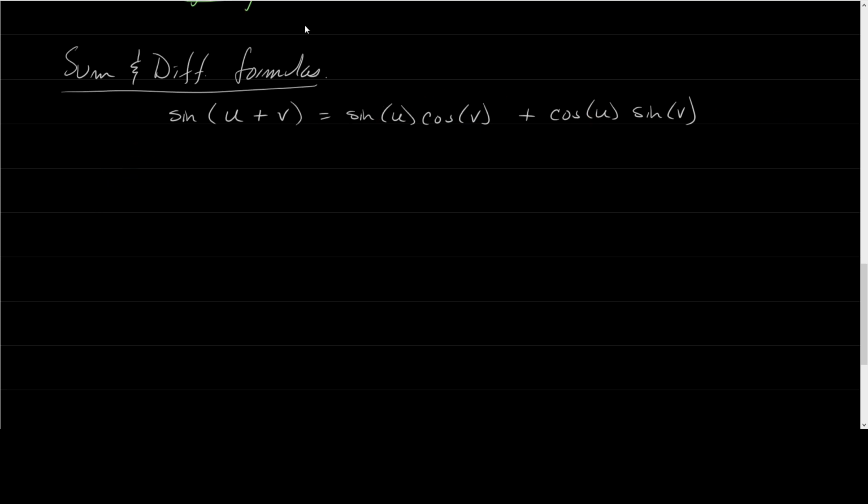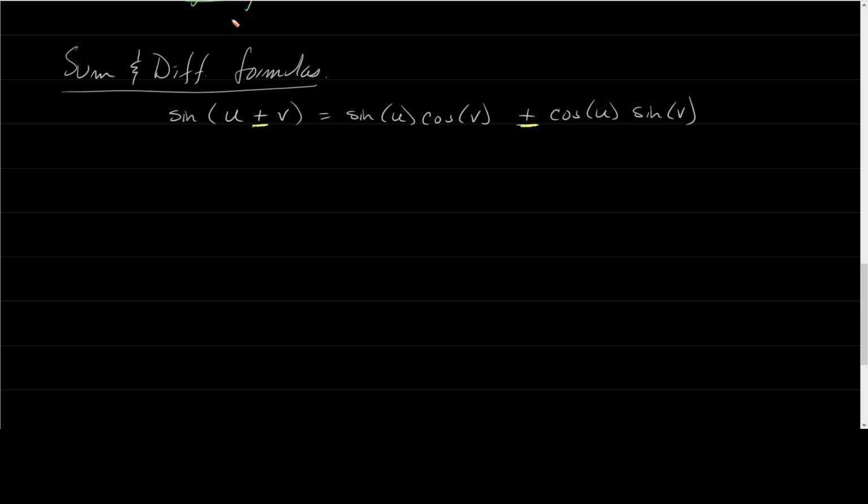Now that's when we have the addition of these two angles. If I had the subtraction, then over here, I would also have a subtraction. And that is the sum and difference formulas for sine.